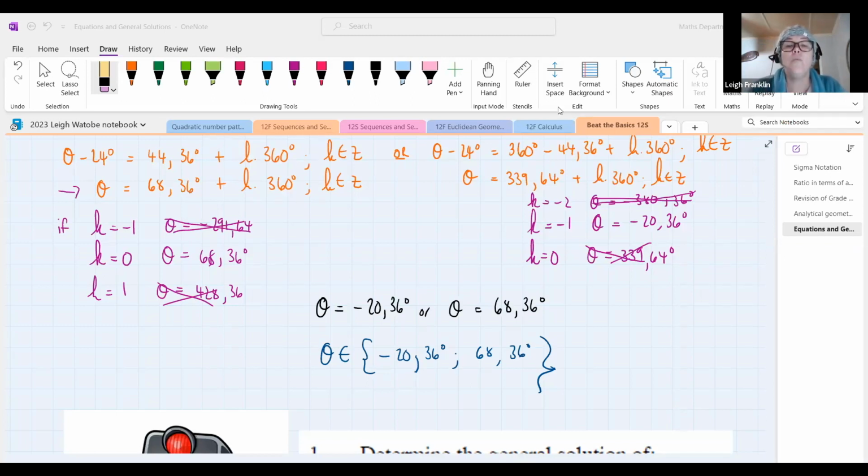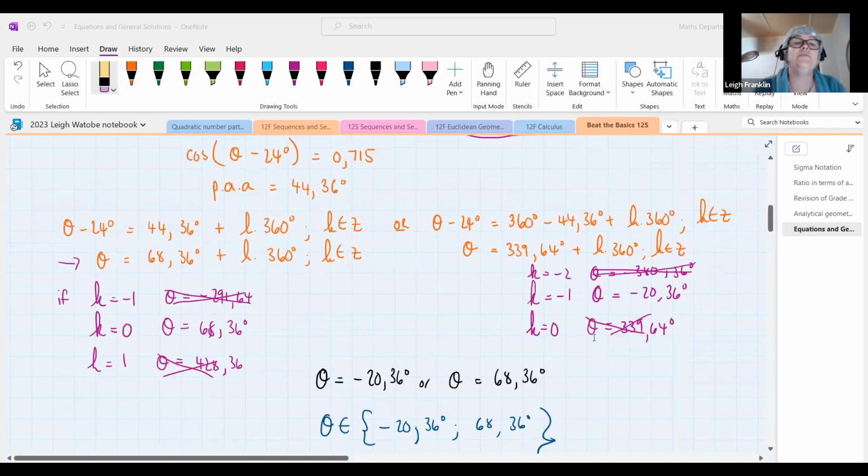Okay, so what I'm hoping to have achieved this lesson is to explain to you what a general solution is and what it is that you are trying to do. And I'm hoping that when you are asked to do general solutions in the future, you will understand how it is linked to the graph, what the restriction means, and what the value of k means and what it allows you to do.